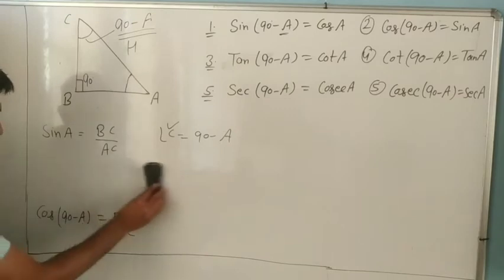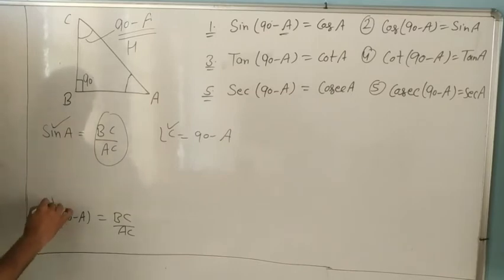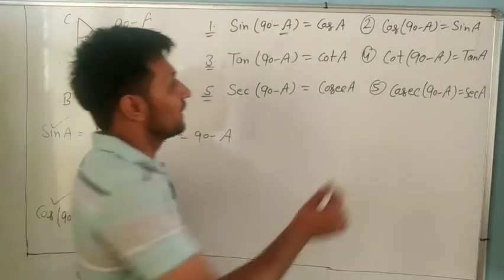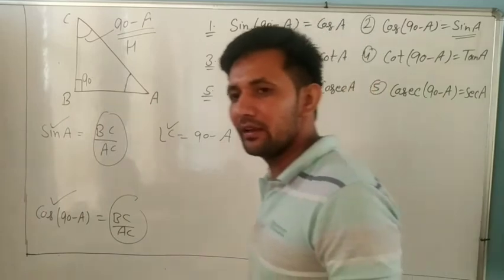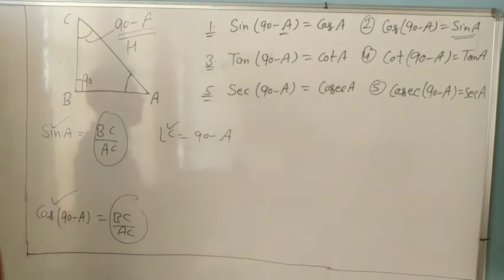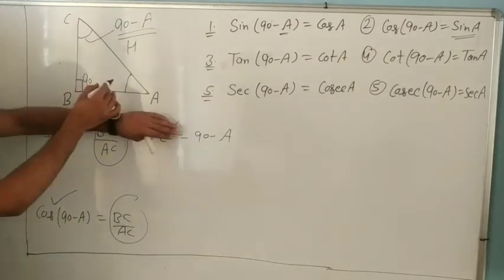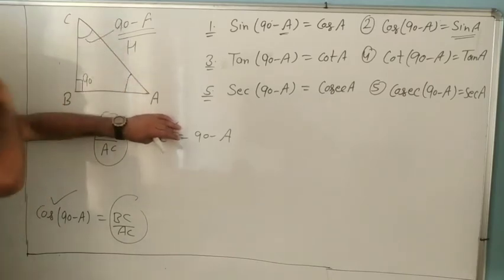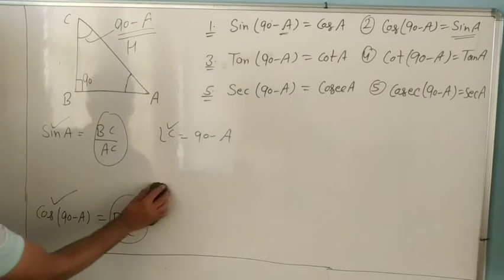We observe that sine A is BC by AC. Cos (90 minus A) is also BC by AC. So it means both are equal. So sine A equals cos (90 minus A). Okay dear. Why are they equal? Now you understand? Because when we take this angle A, the other is 90 minus A, and when the angle is changed, the perpendicular and base are also changed. That's why.